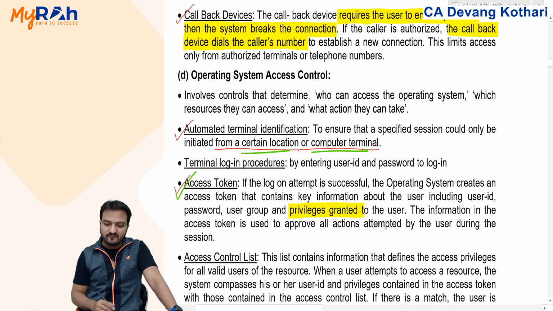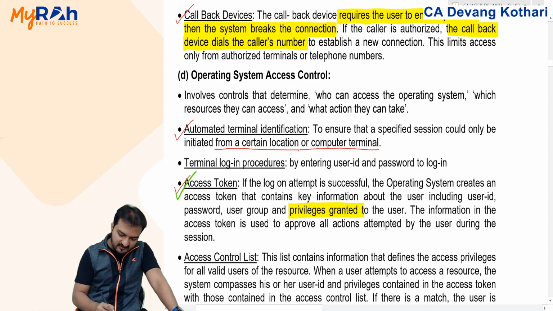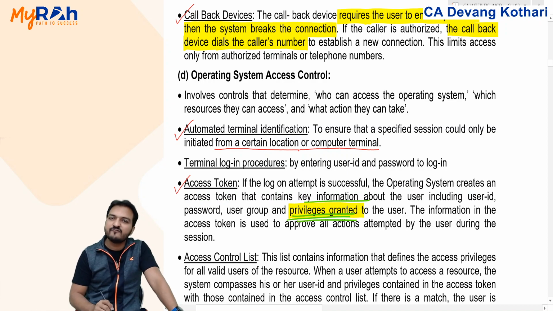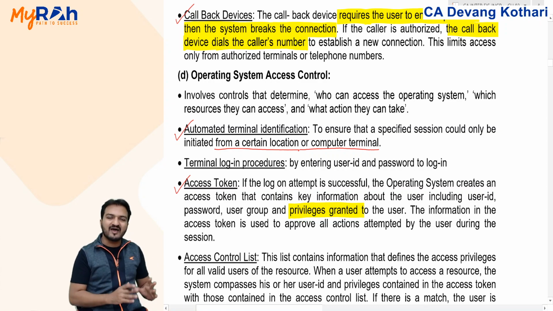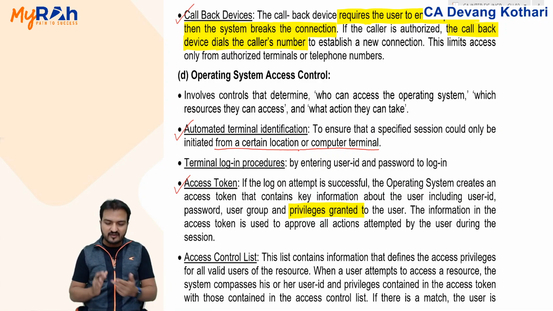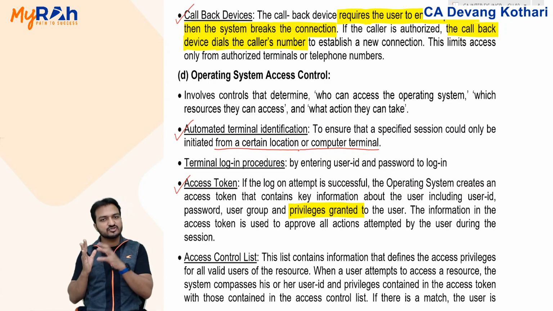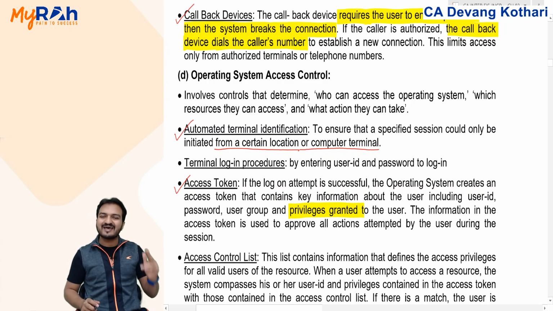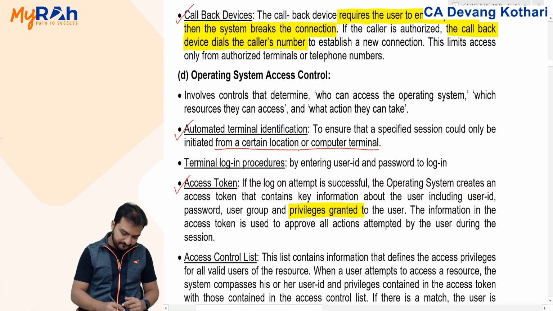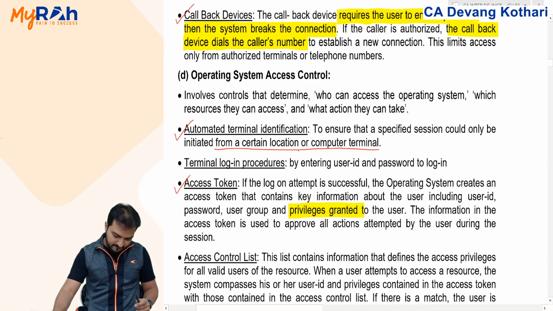Access token. In certain systems, if the login attempt is successful, then the operating system will create an access token. This token contains information about the user, and mainly the privileges granted, so that every time you have to do a task, you don't have to enter the password again because you're already given the token. The token contains the list of permissions. So whatever transaction you wish to do, you just have to show the token and your transactions will be approved. That is access token.